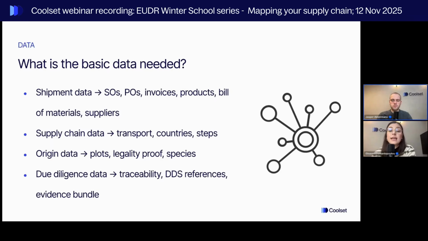Then we have supply chain data. We said that when sourcing from standard or high-risk countries, you need to assess your supply chain. And this could mean the transportation processes, the traceability processes, mixing of the different countries involved, the steps involved in the chain. And then we also have the origin data. This includes the actual plots of land, so the coordinates that you get from your farmers, to a set of evidence like legality proof, the species that are used, how we do post-harvest management in case we have wood as the commodity, and many, many more.